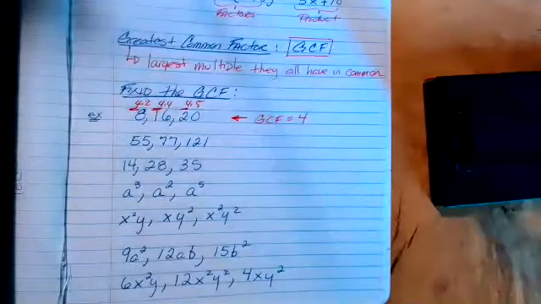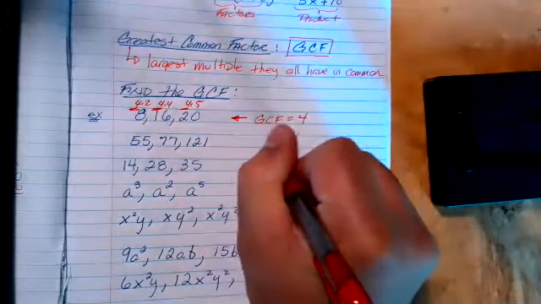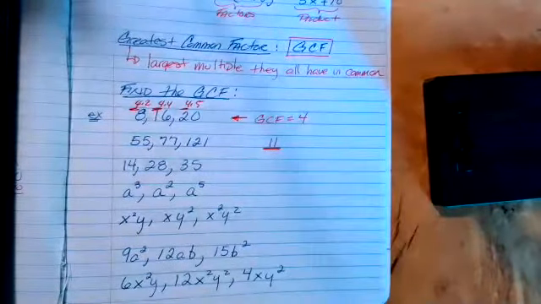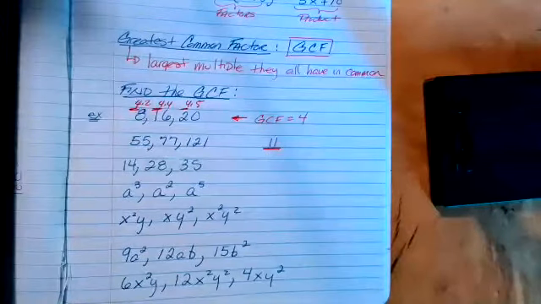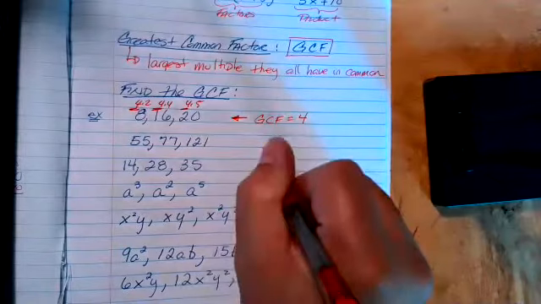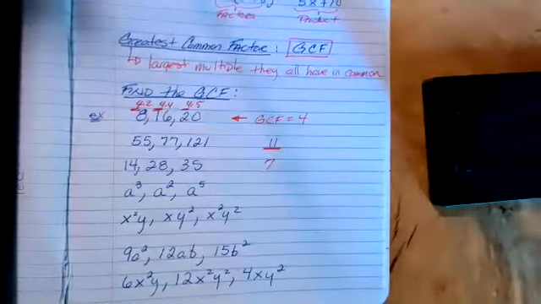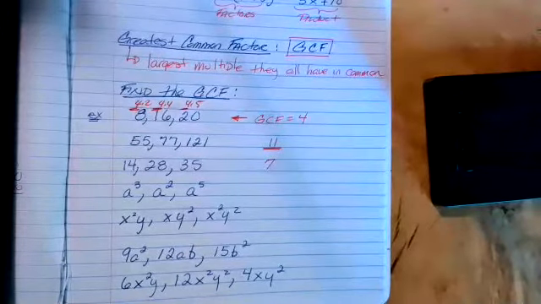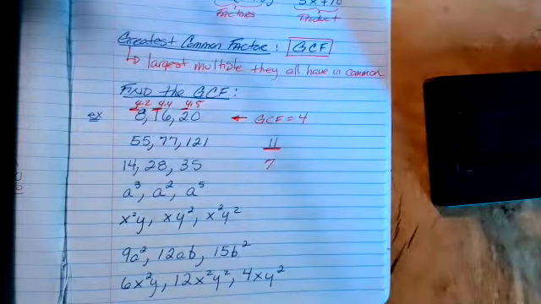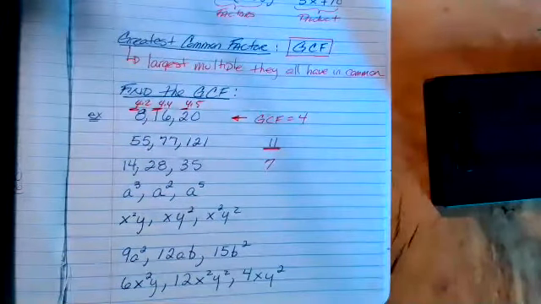In the next example, 55, 75, and 121. 11. Then 14, 28, and 35. 7. Next, a to the third, a squared, and a to the fifth. a to the first would be a common factor, but a to the first isn't the greatest common factor.